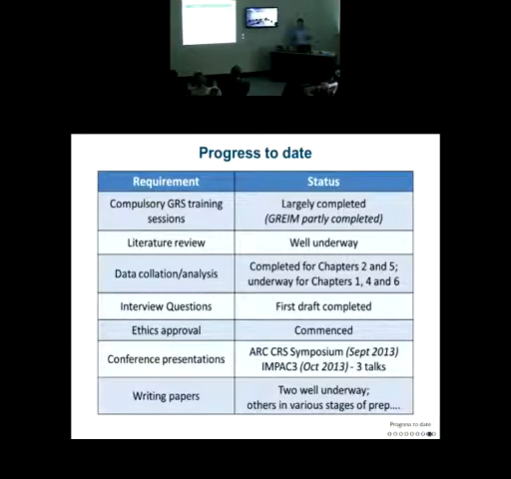Progress to date, just to finish off: there are a number of things you have to go through, obviously, for a PhD. Some of them, like the online ethics training, I've only partly completed. It's a lot more complex than I realised when I started doing it, so I'm working assiduously through it. These are the sort of things I'm working through.